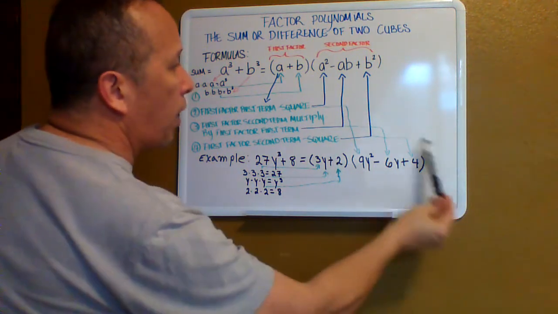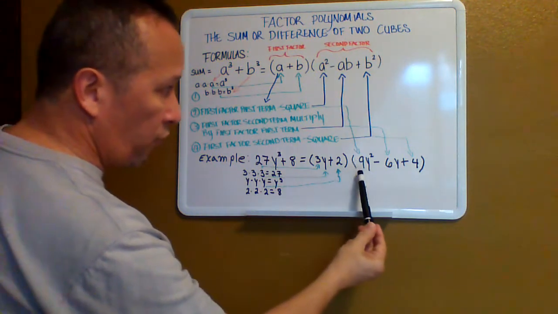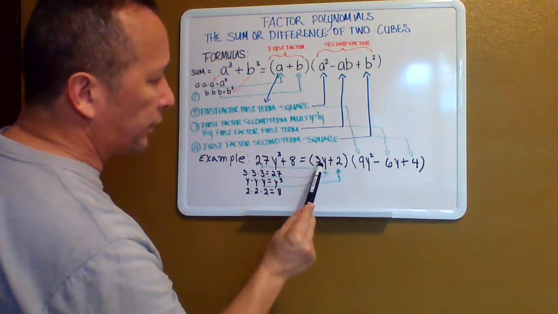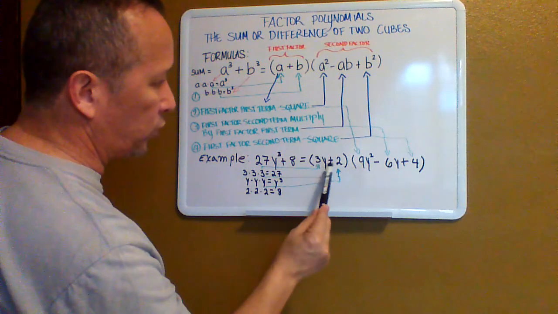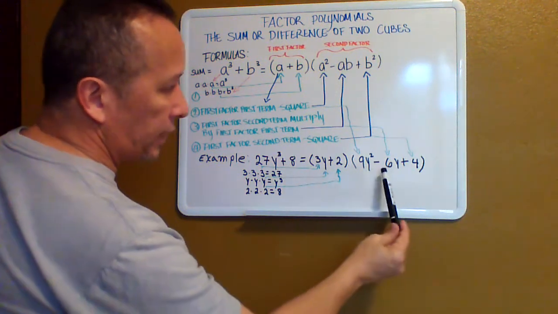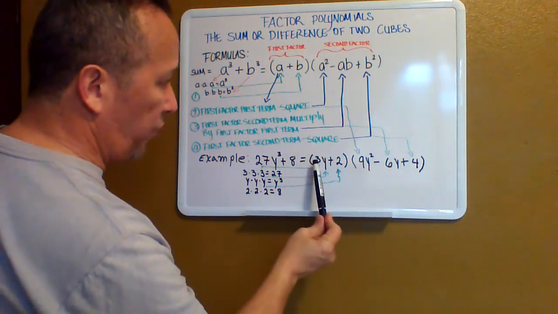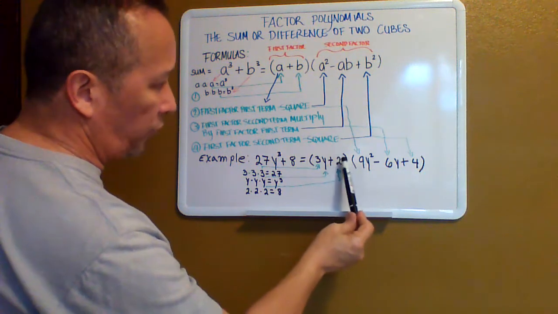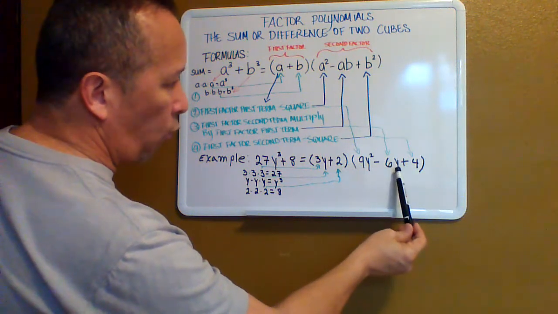Now to get our second factor, we have to follow the instruction. For the first term of the second factor, we have to square the first term of the first factor. Squared, 3y equals 9y squared. To get the second term of the second factor, we have to multiply the first term of the first factor times the second term of the first factor. In this example, 3y times 2 equals 6y.